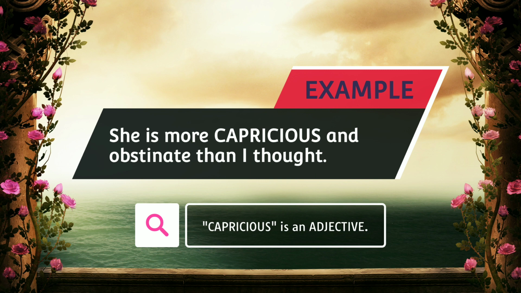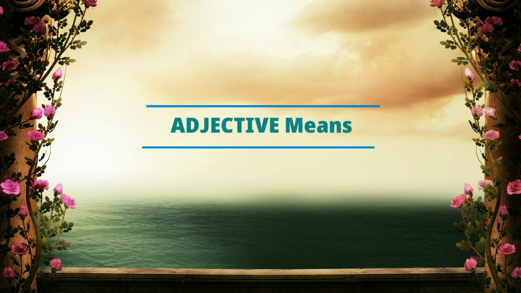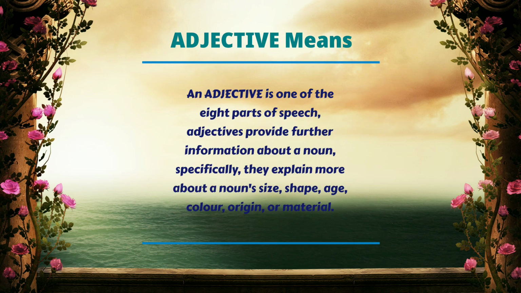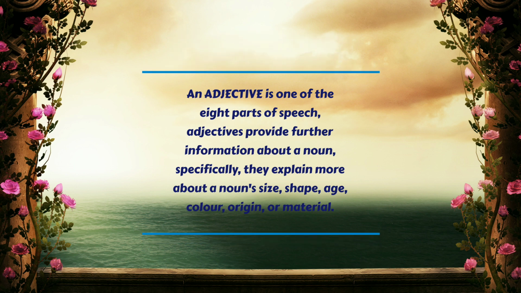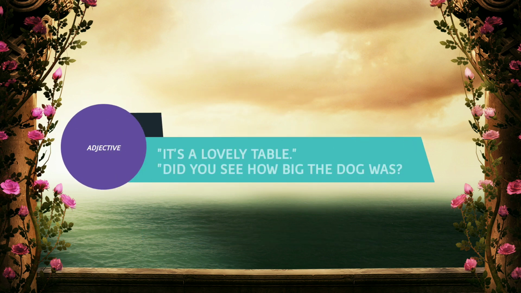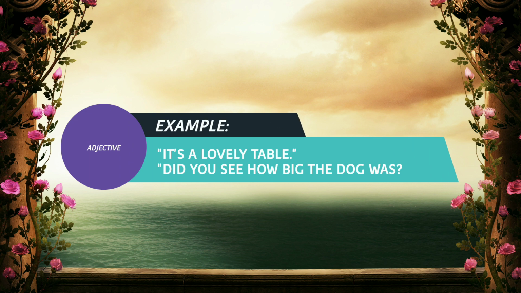Here capricious is an adjective. An adjective is one of the 8 parts of speech. Adjectives provide further information about a noun. Specifically, they explain more about a noun's size, shape, age, color, origin, or material. Example, it's a lovely table. Did you see how big that dog was?